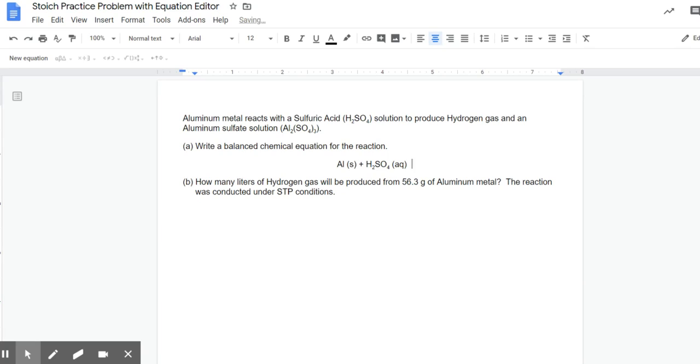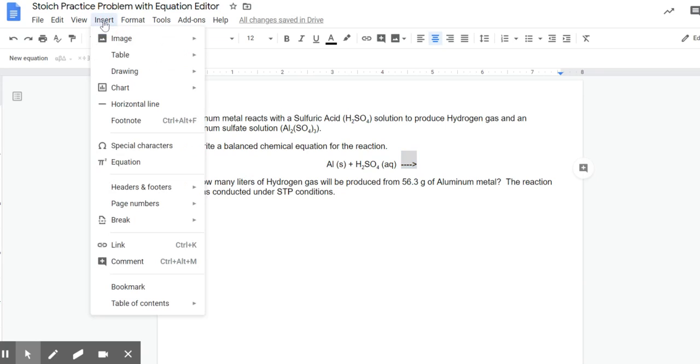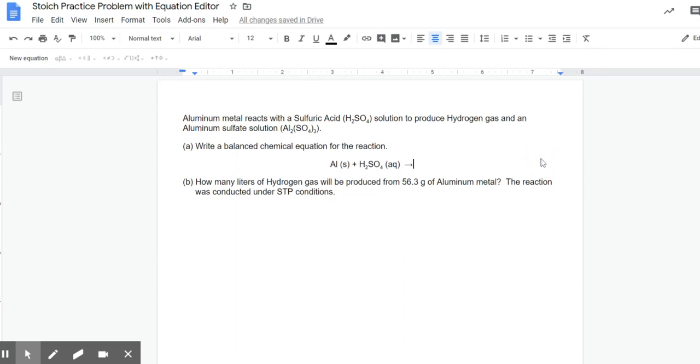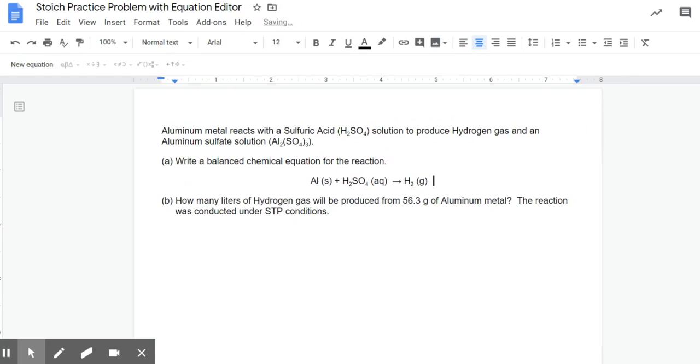All right, for the arrow, again, a couple choices. We can use some dashes, an arrowhead, or if you like it to look pretty, under the insert menu is a special characters option. If you click there, you'll see all these arrows show up. Just pick the arrow, click it once, and it will drop it right into your reaction. All right, on the product side, we have hydrogen gas and aluminum sulfate. Also a solution. All right, so there's our reaction.